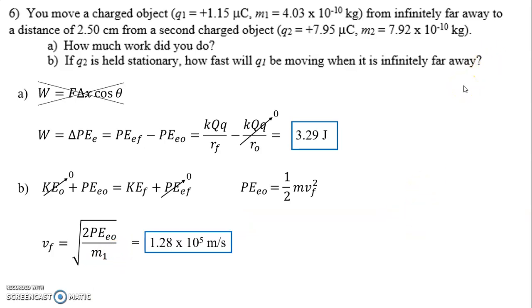We should be getting 1.28 times 10 to the 5th meters per second. And what do you notice about that speed? Yeah, it's really large, and that's very typical in these sort of problems. We're kind of used to finding very, very large speeds involving these tiny, tiny objects.